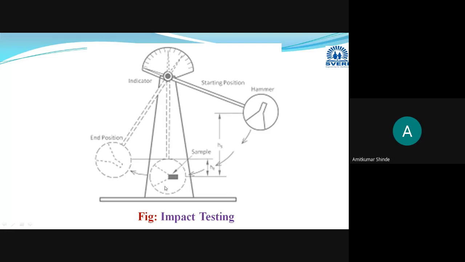And with the help of this indicator, we will take the readings, or you can say that indirectly it will provide you the energy absorbed by that particular material under the test, prior to the fracture due to the impact created by this hammer. That will be nothing but the toughness of that particular material. This will be the schematic arrangement here. Please complete the drawing.